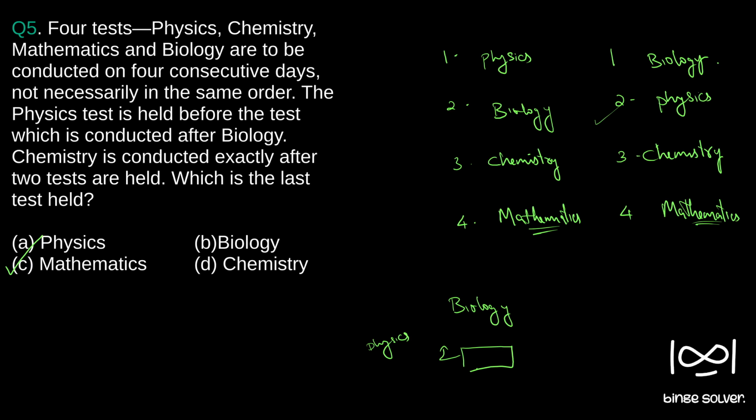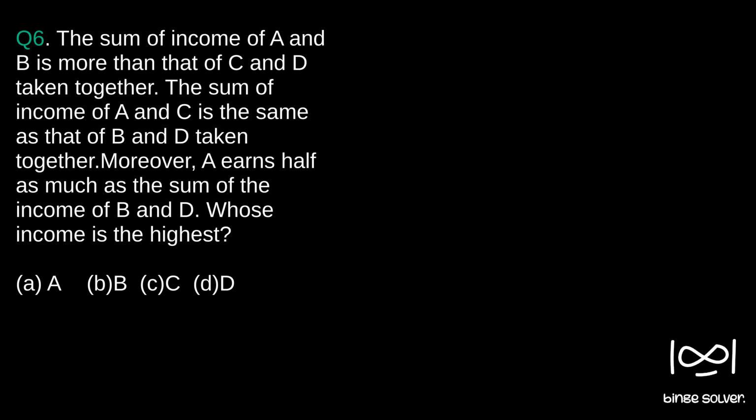Next question, question 6. The sum of income of A and B is more than that of C and D taken together. The sum of income of A and C is the same as that of B and D taken together. Moreover, A earns half as much as the sum of the income of B and D, whose income is the highest? So I will just write down what is given. Sum of income of A and B is more than that of C and D taken together. So A plus B is greater than C plus D. Let this be equation 1.